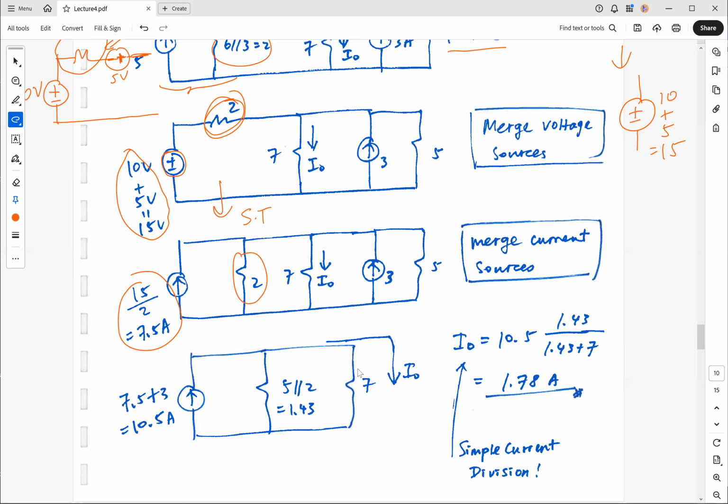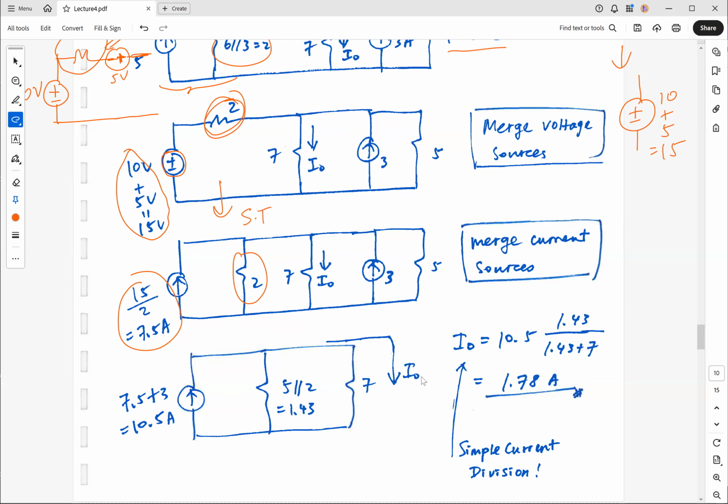Of course, some of you may wonder, why don't I also combine this 7 ohm resistor as part of this simplification or circuit reduction? Well, the answer is, this is the variable of interest. We wanted to find the current passing through this 7 ohm, so you actually don't want to include this as part of your parallel combination. You want to leave it there, so that you can use simple current division to find the current passing through the 7 ohm resistor. And that's exactly what's shown over here on the right.